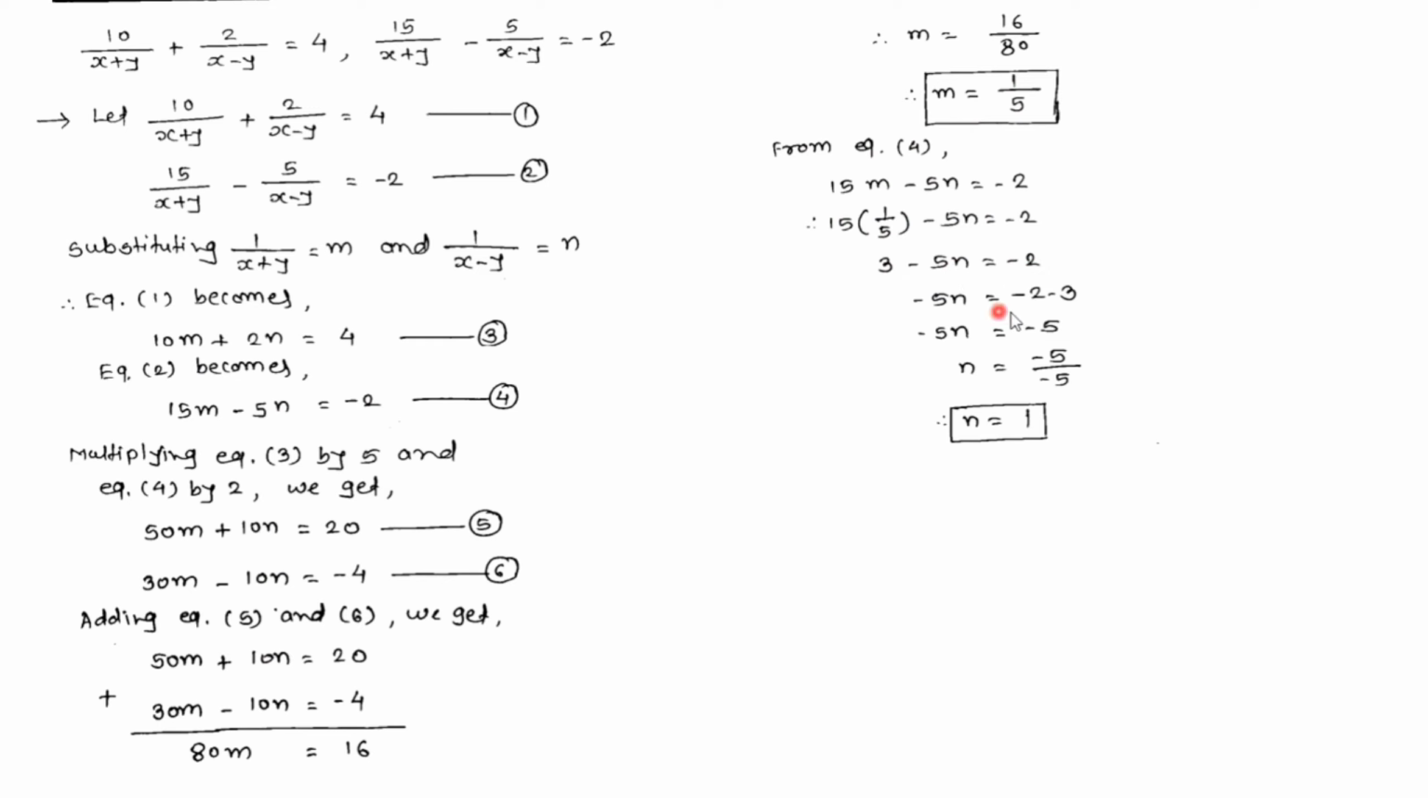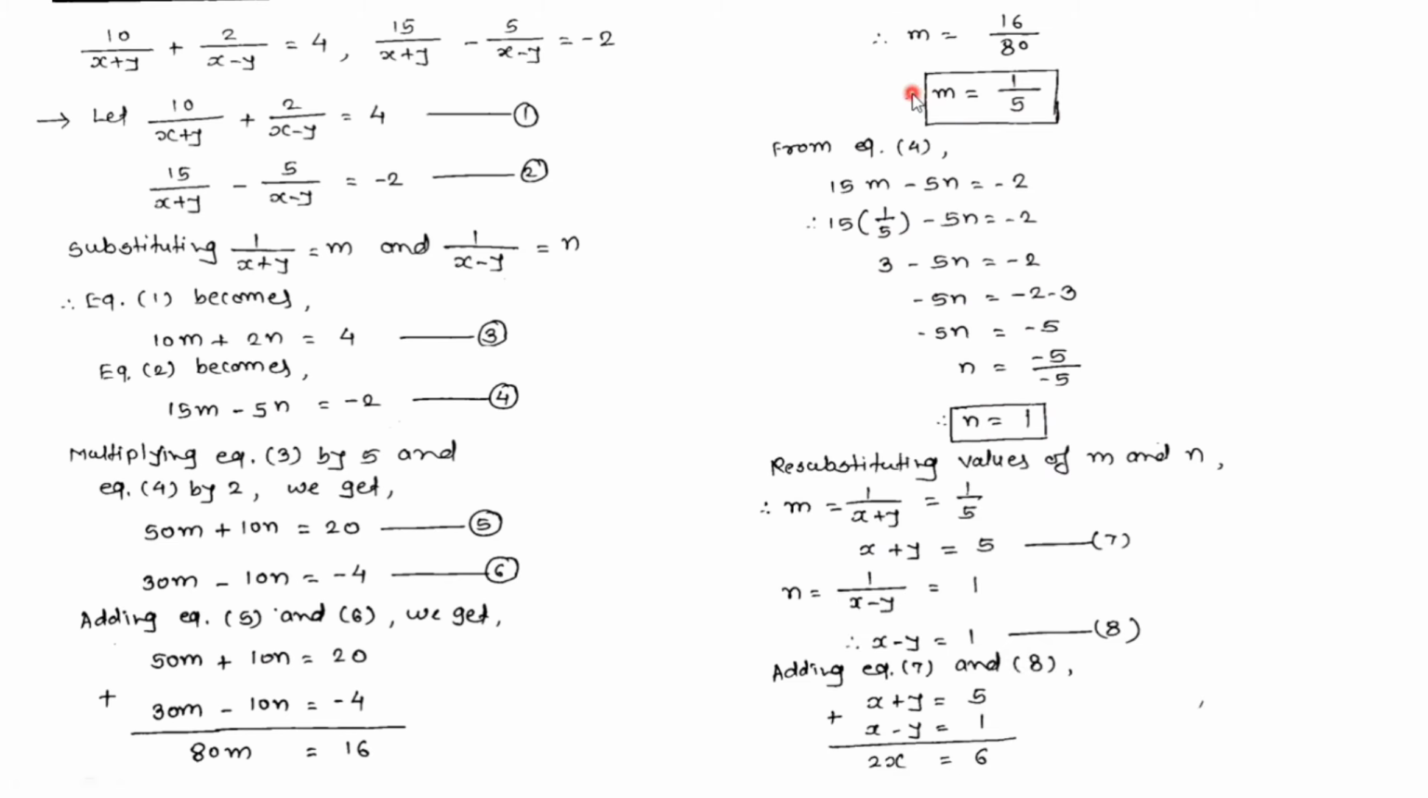If we take plus 3 to the right hand side, it will be minus 3. So minus 5n is equal to minus 2 minus 3. So minus 2 minus 3 will get minus 5. If we again transfer minus 5 to the right hand side, it will be in the denominator, to get minus 5 divided by minus 5. And if we simplify, we'll get n is equal to 1.